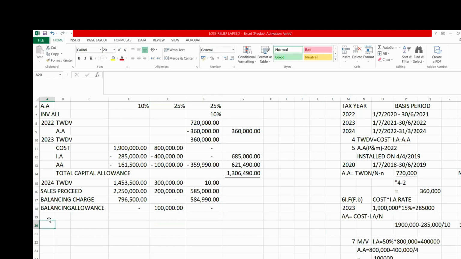So then I also told you that balancing charge is usually restricted to what amount? Who can remind us? No. Balancing charge is not restricted to a third. It is capital allowance that is restricted to a third. The balancing charge to be charged to profit will be restricted to the total capital allowance already claimed on the asset.